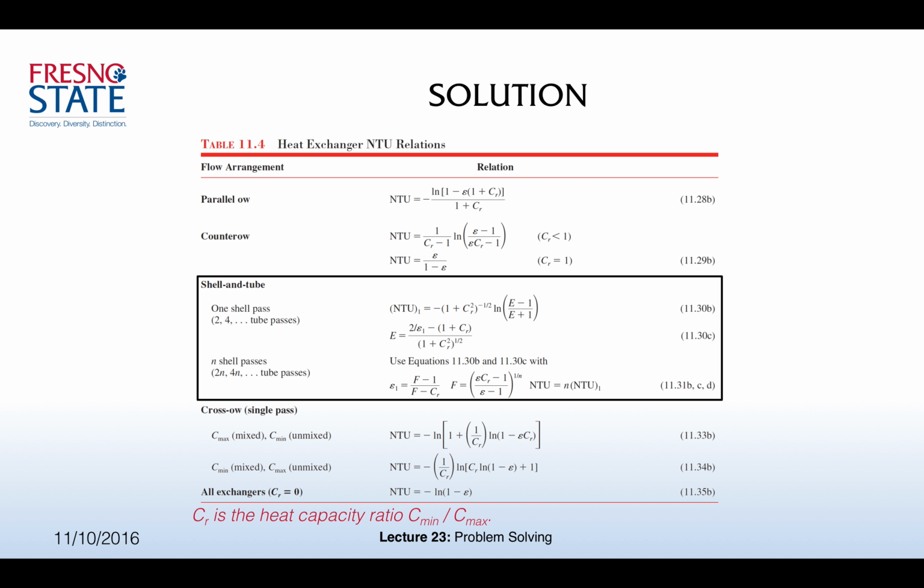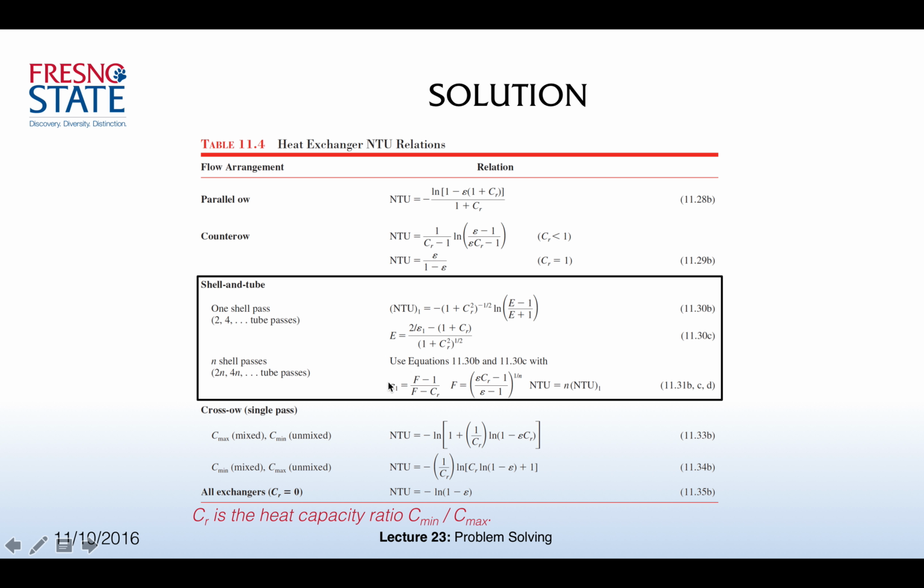I would use epsilon 1 to be f minus 1 over f minus CR, where f is calculated from that expression here. So once I find f, I can find epsilon 1. Once I find epsilon 1, I go to this equation to find E. Once I find E, I can calculate NTU for one shell pass. And then finally, the NTU for n shell passes is equal to n times the NTU for one shell pass. So that's the sequence here. I start with the F.